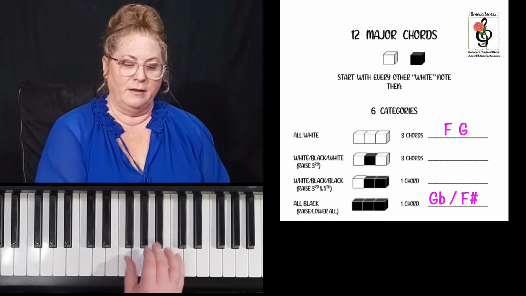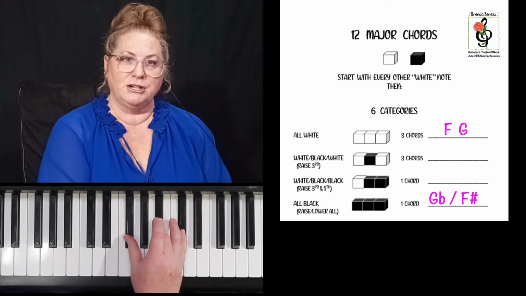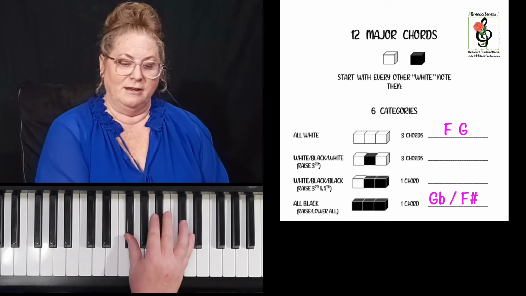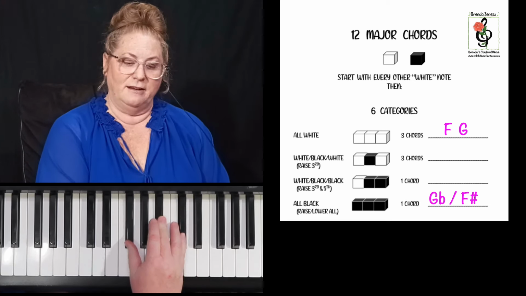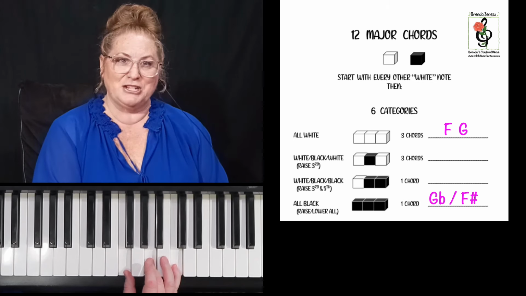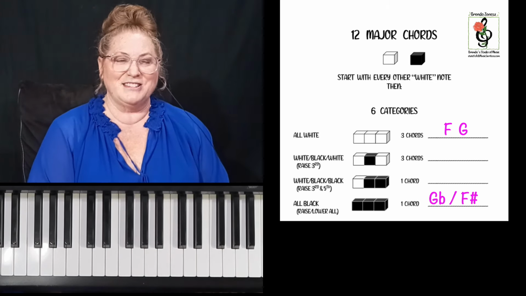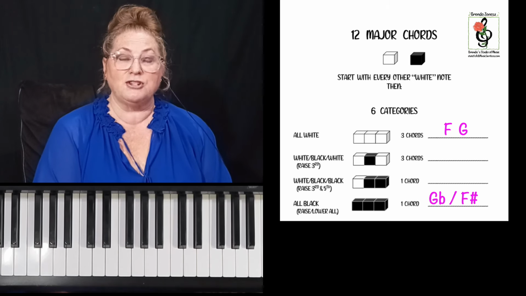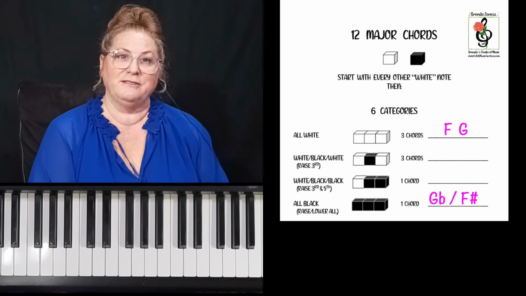F major, F sharp major, G major, now go back down. G flat major, then F major. Very good. So now you have the all black major chord, G flat major or F sharp major. Now, the other two families are the same names as the three that are the opposite family, but you put a flat in front of them.